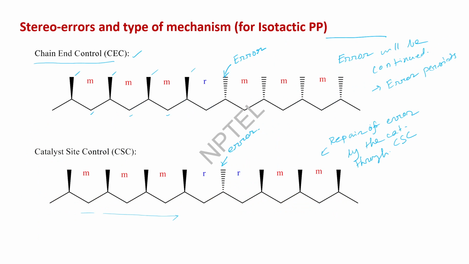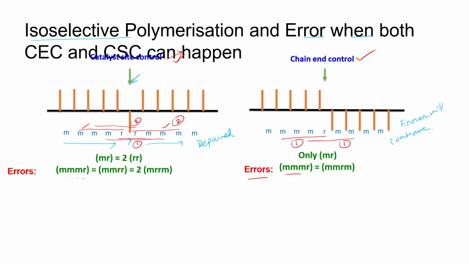And what we were telling earlier, that with chain end control, the chain would dictate your stereochemistry. So if you have an error, it should carry forward like this. The error cannot be removed, and this error persists. But for site control, that error can be repaired. Here you are seeing this is an error, but after that the error is repaired. For this case, the error is continued. That's the difference between chain end control and catalyst site control.